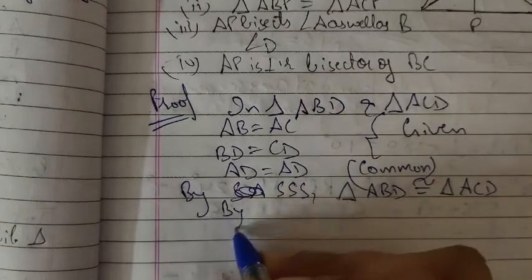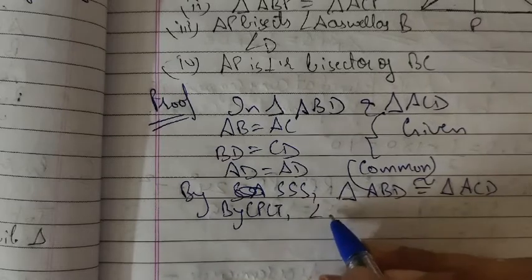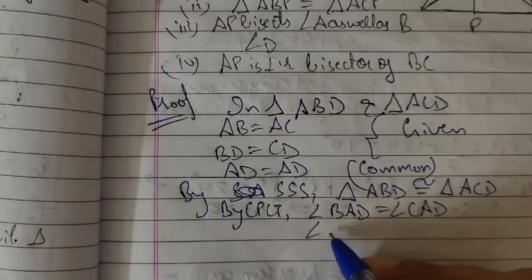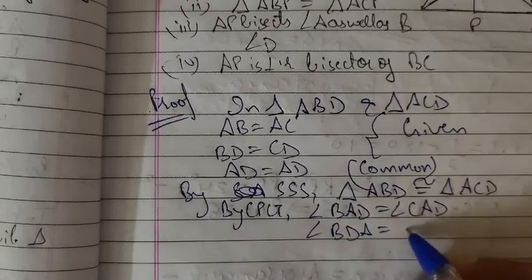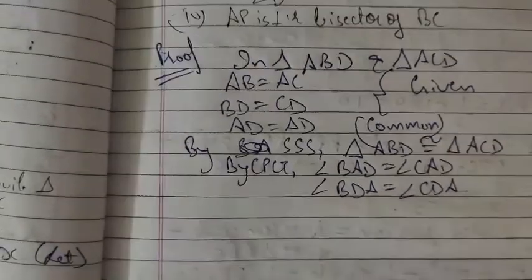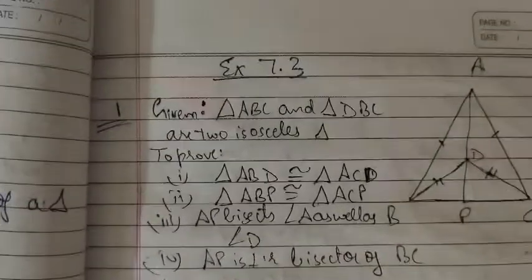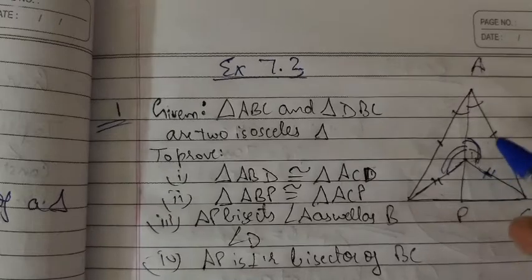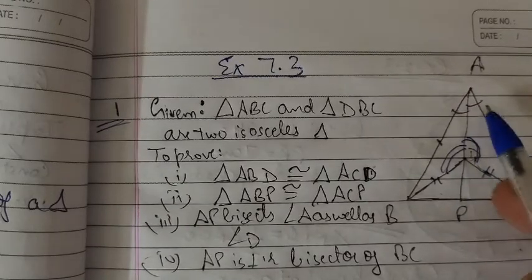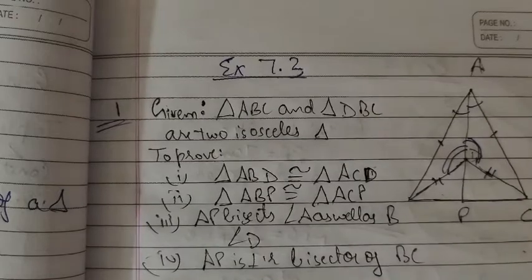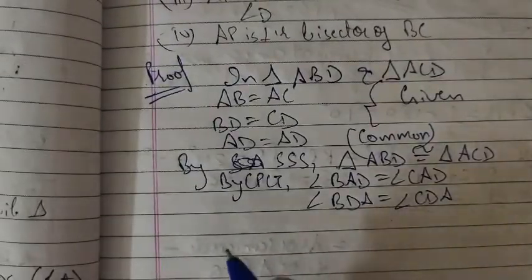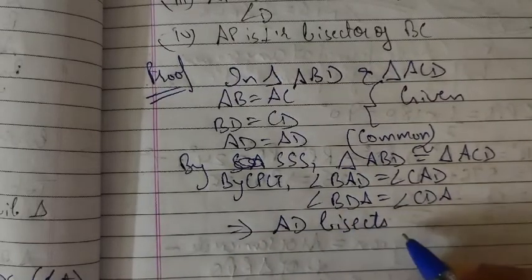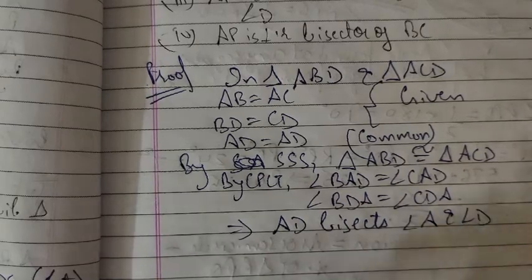So by CPCT we can say angle BAD is equal to angle CAD and angle BDA is equal to angle CDA. So if this angle is equal to this angle and this angle is equal to this angle by CPCT, we can simply say that AD bisects angle A and angle D, right? So this implies AD bisects angle A and angle D.